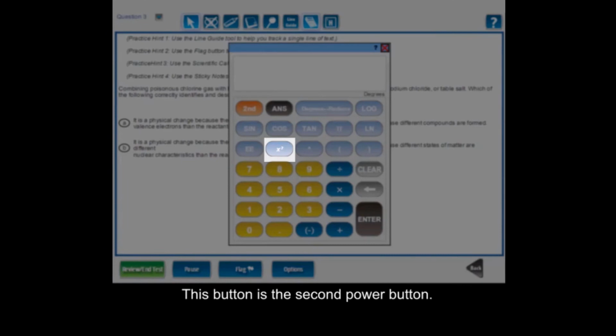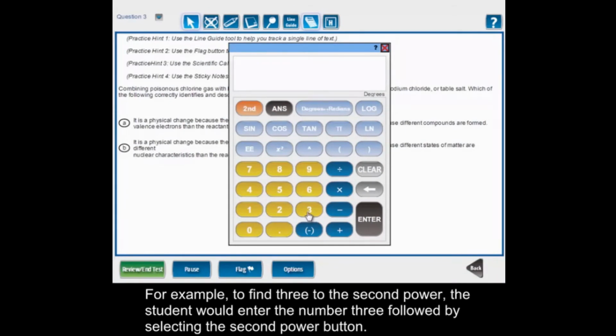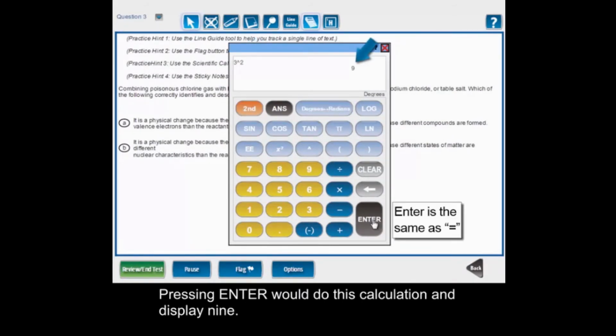This button is the second power button. It is used as a quick way to raise a number to the second power. This button should be selected after a number has been entered. For example, to find 3 to the second power, the student would enter the number 3, followed by selecting the second power button. On the screen, 3 to the second power would be displayed. Pressing Enter would do this calculation and display 9.